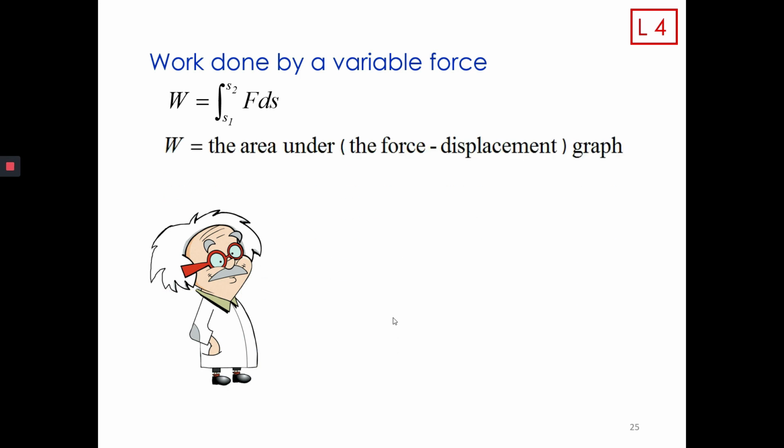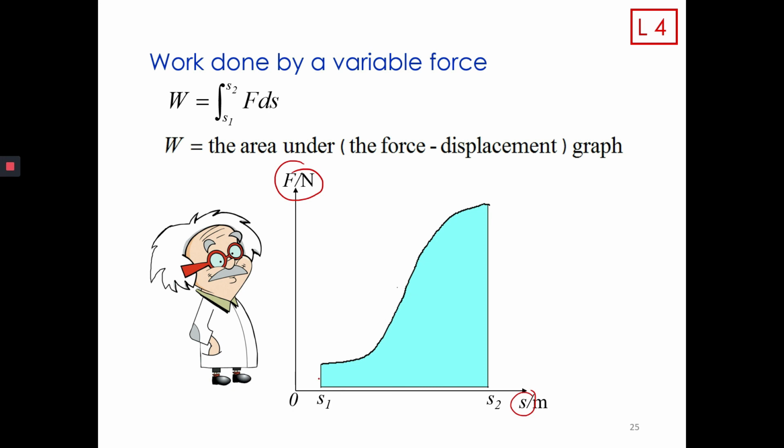Work done by variable force. Besides calculation, you can also calculate your work done based on the area under the graph of F in newtons against displacement in meters. When you have a graph of force against S, the area under the graph will give you work done. So work done is the integration of F ds. Integration will give you the area under the graph.